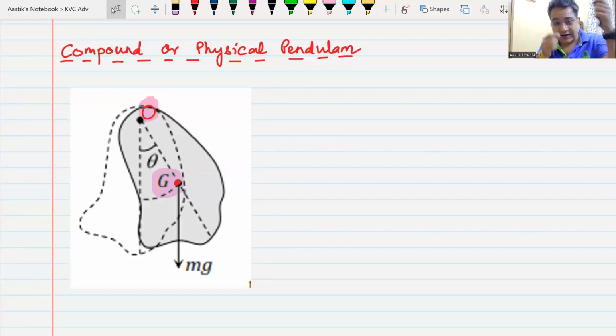Obviously, I cannot hang it by the center of mass, because then there will be no restoring torque. So I will hang it by some other point. Do we understand this? Yes, sir. As soon as I hang it, the weight of the body will create a torque and try to bring it back to its original position. If the amplitudes are small, we can prove that these motions are simple harmonic in nature. Do we understand this?